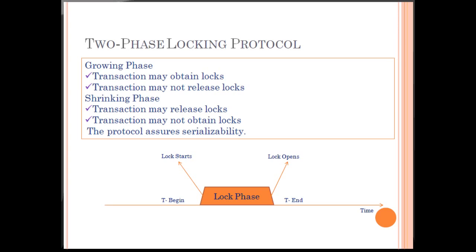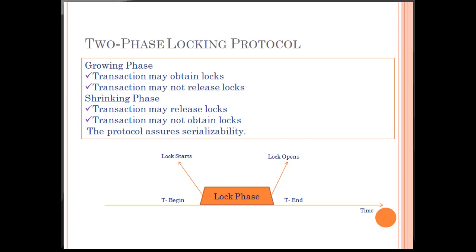Ultimately, the transaction reaches a point where all the locks it needs have been acquired. This point is called the lock point. Second is the shrinking phase. After the lock point has been reached, the transaction enters the shrinking phase. In this phase, the transaction can only release locks but cannot acquire a new lock. The transaction enters the shrinking phase as soon as it releases the first lock after crossing the lock point.